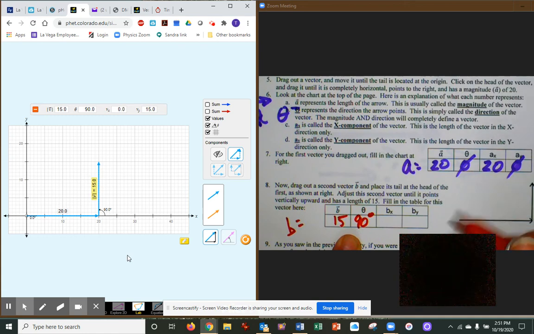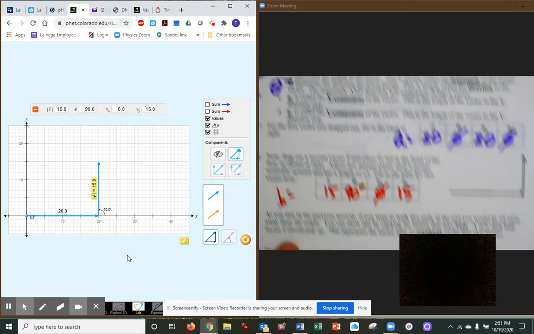Okay. What's your x component? 0. All the movement is up and down. There's no left or right. And your y component? 15. Does that make sense to everybody? Yes. Where we got the numbers? Yes. Okay.